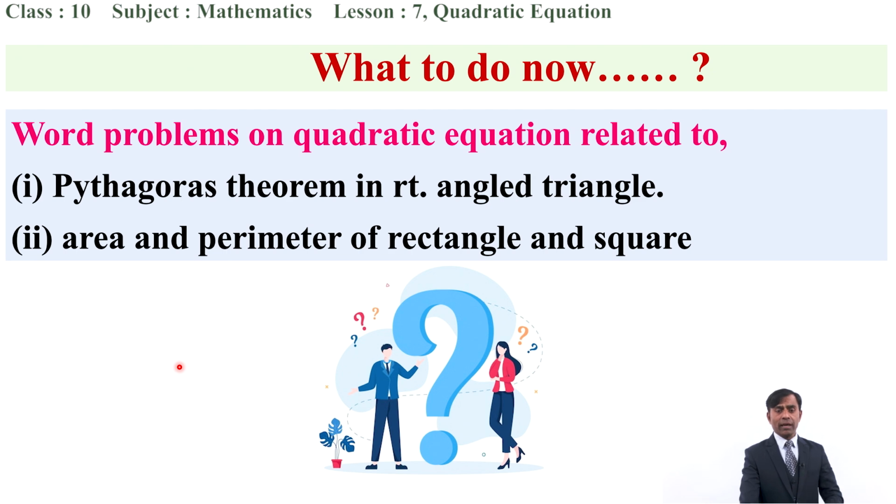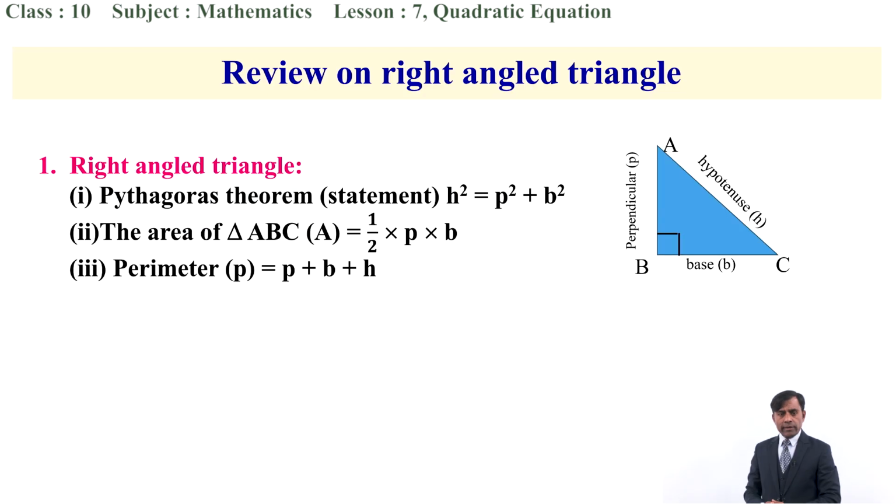Using the area and perimeter of squares and rectangles, and similarly in a right angle triangle, applying the Pythagoras theorem or the given statement, we will get a quadratic equation and we will solve it. Let's see here. In a right angle triangle we can apply the Pythagoras theorem, which is h square is equal to p square plus b square. Similarly, the area of right angle triangle ABC is equal to half times perpendicular times base, and the perimeter P is equal to the sum of all three sides, perpendicular side plus base side plus hypotenuse side, right?